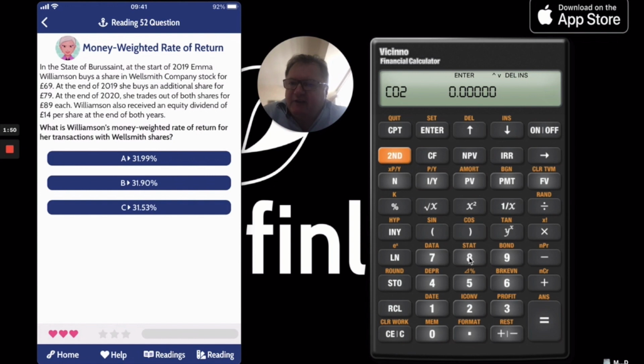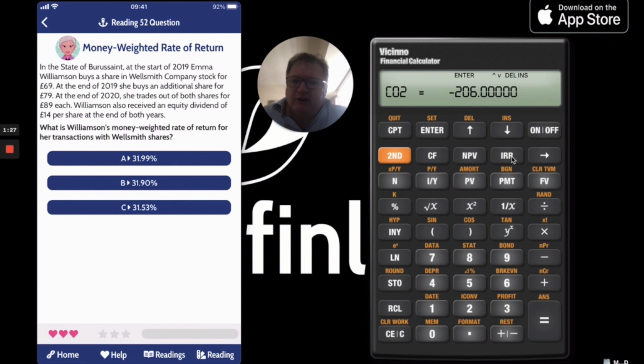So let's add that up. So that's 89 times 2. We're going to add on the two dividends. Now I know it's 28, but let me just do it properly. 14 times 2 inside brackets. And that's the amount of money coming out. Make sure it's a negative because it's money coming out of the investment account. And then we enter that.